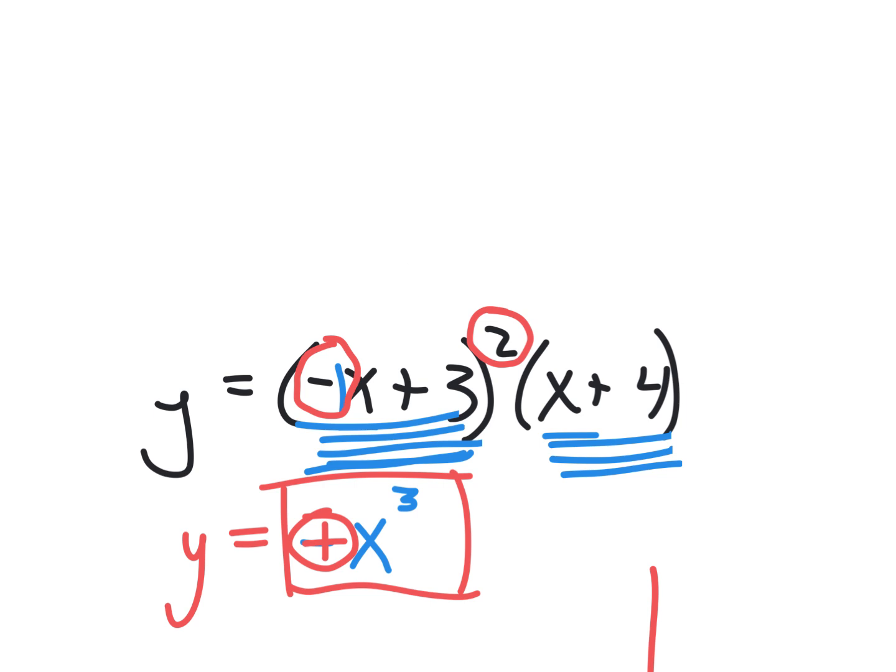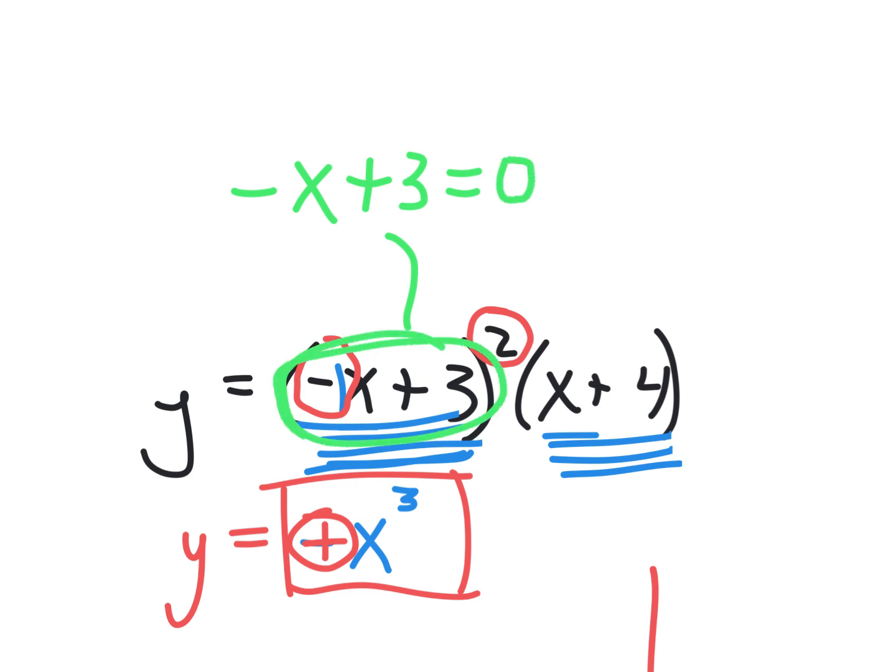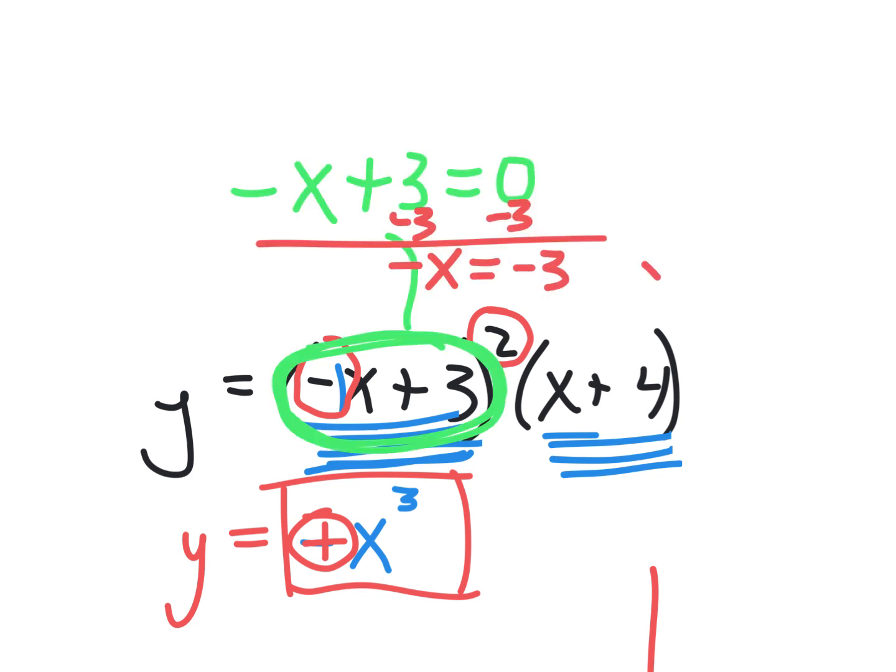You set -x plus 3 equal to 0, and you solve it. See, this equals 0, so make an equation like that. -x plus 3 equals 0, and then you subtract 3 from both sides. And -x equals -3, so x equals 3.